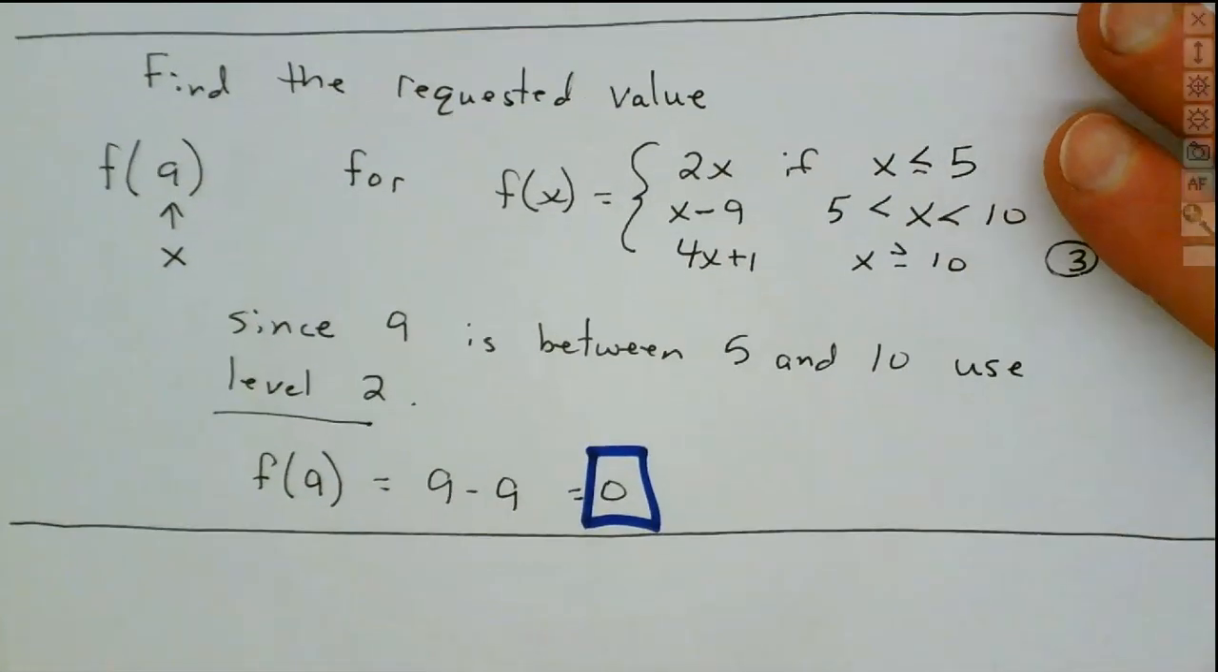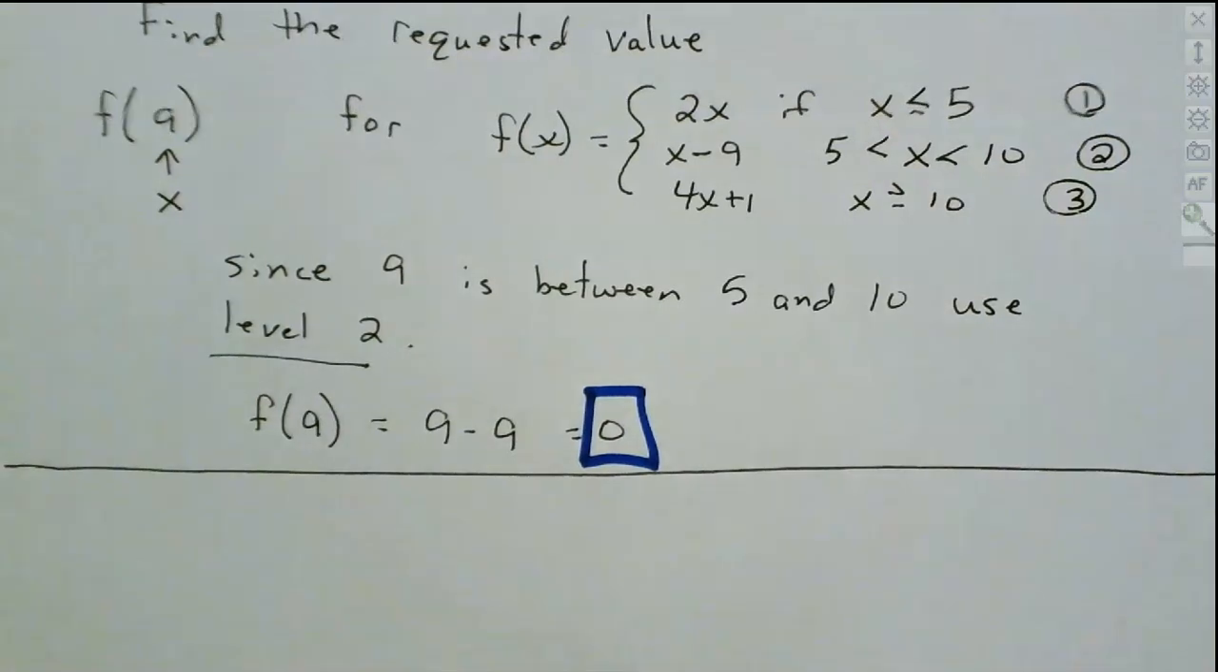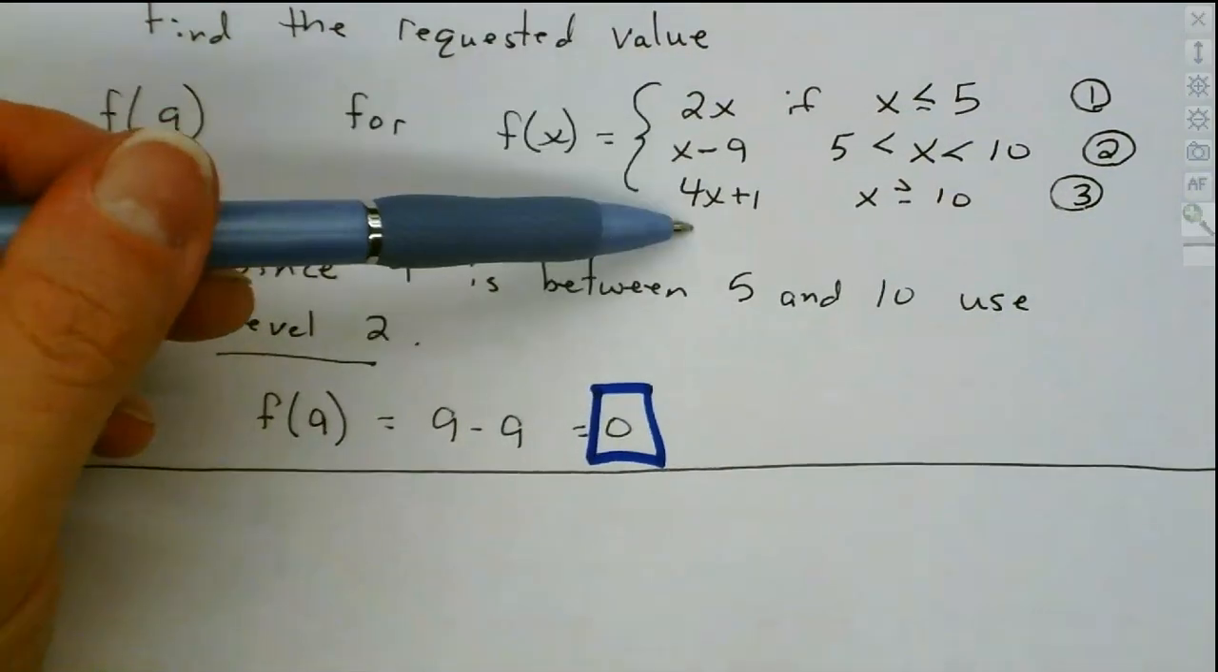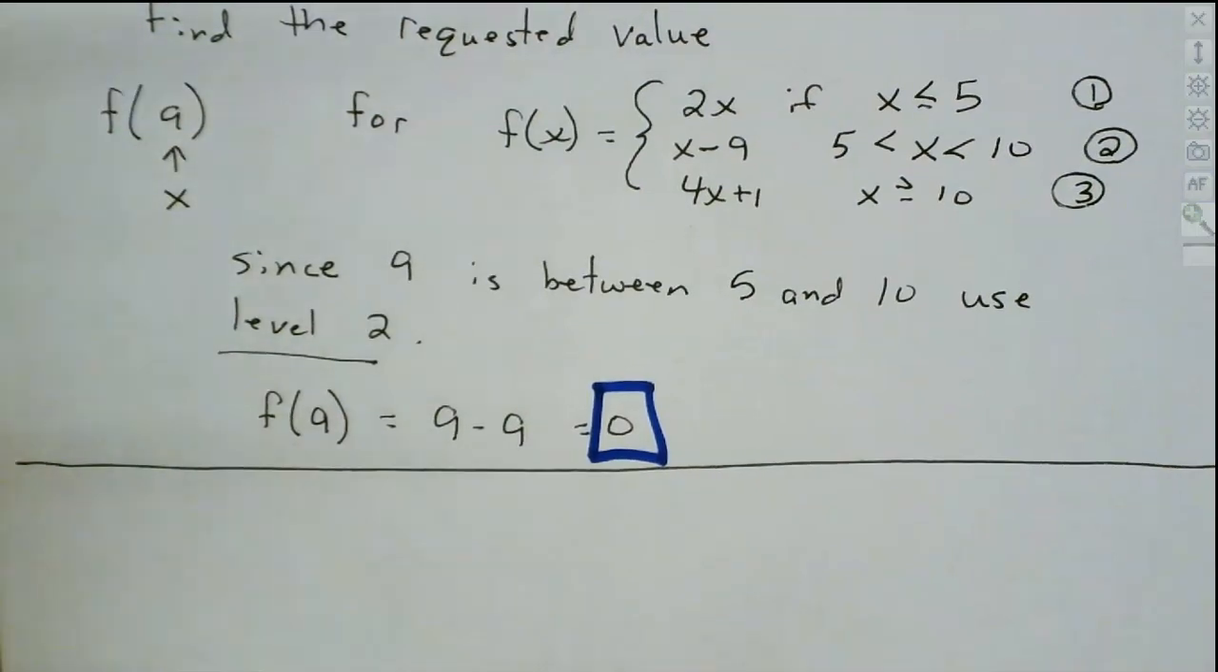One more, just to make sure that we understand these. Now, what's the most commonly made mistake? When I grade these homework, where students are most likely to make a mistake is they're going to try to plug it into all 3 of them. You only plug it into one of them. It's only going to apply to one of these equations here. So you look at your condition, you figure out which level it's on, and you solve it. Let's do one more.